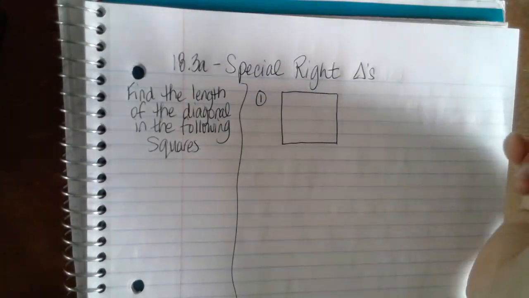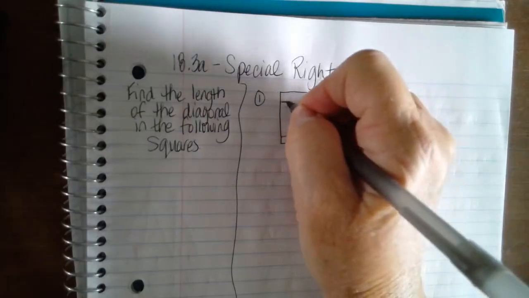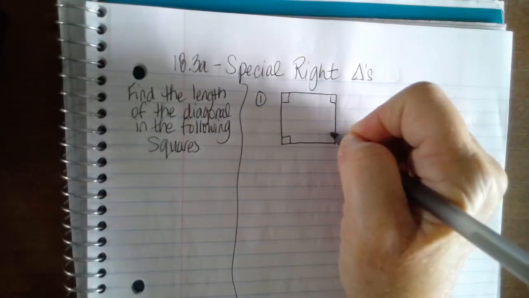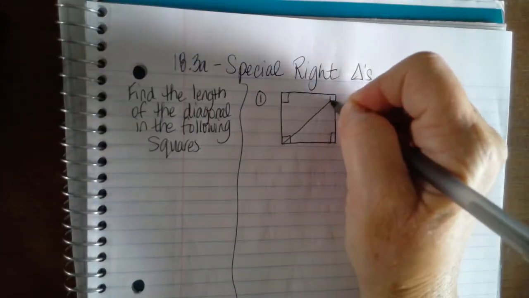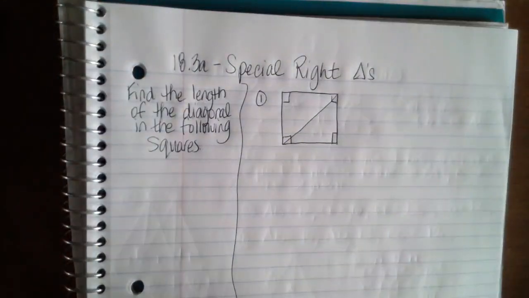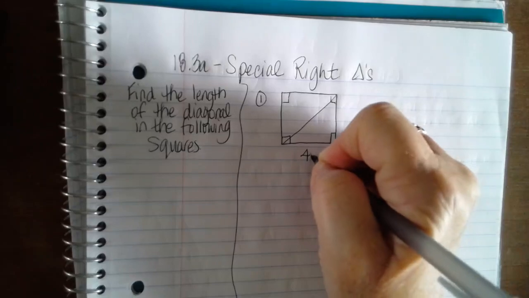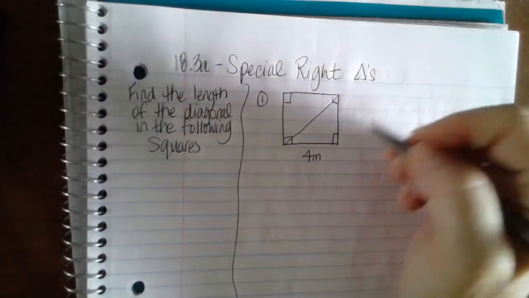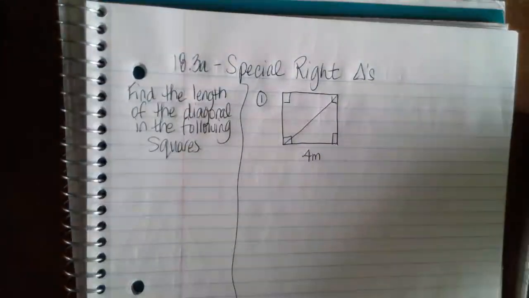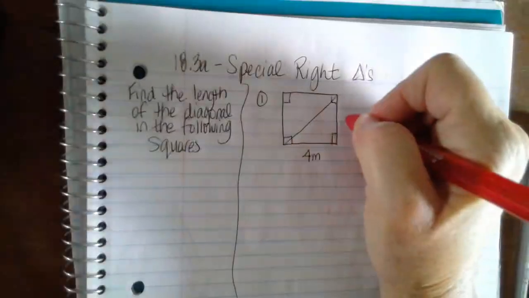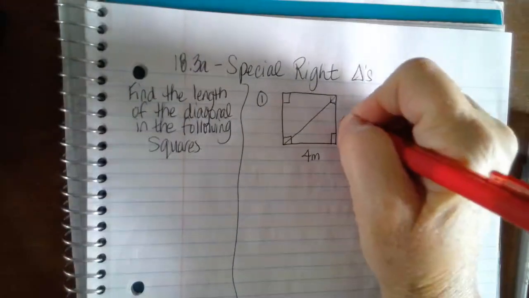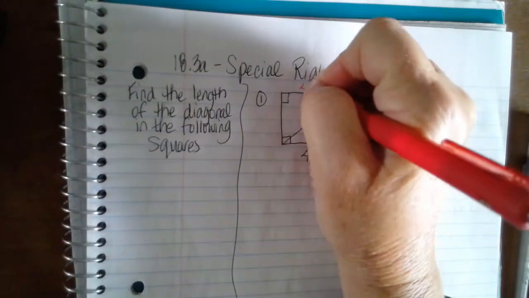And we know it's a square, which means all the angles are 90. And that's going to be our diagonal. And if it's a square, all the sides are the same. So I'm going to say one of these sides is 4 meters. So if that's 4, that means all the other sides are also going to be 4 meters. So I can go ahead and put that in my picture.